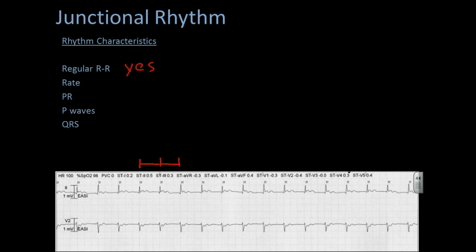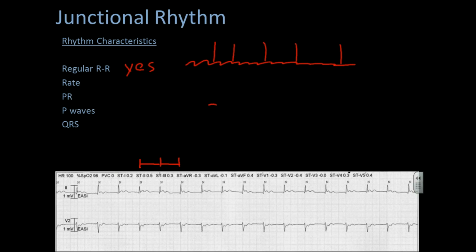The one thing to look at when we're talking about regularity in junctional rhythm is that sometimes it can be difficult for people who are just learning to identify the difference between fine AFib and junctional rhythm. When you have coarse AFib, the baseline looks chaotic, and it's really easy to tell AFib. That's my crude drawing of AFib.